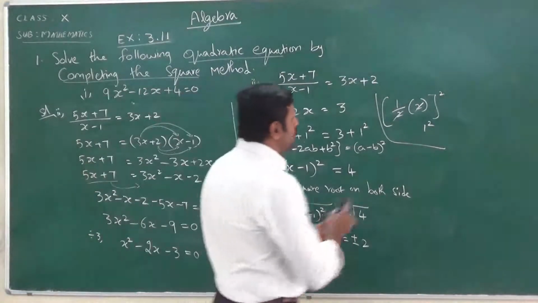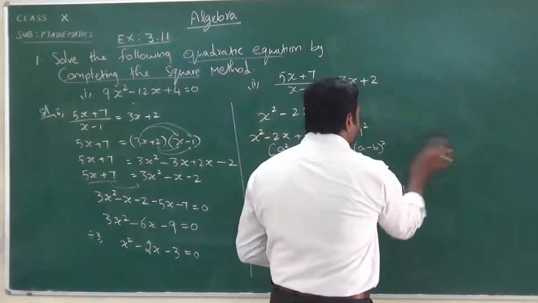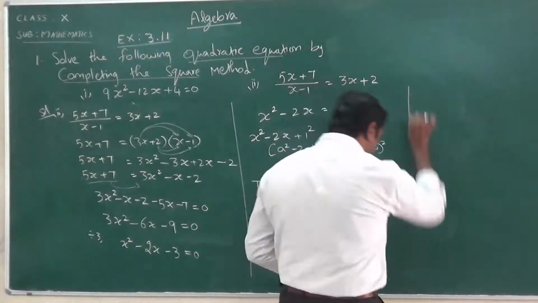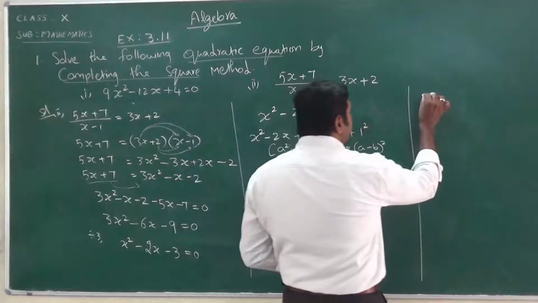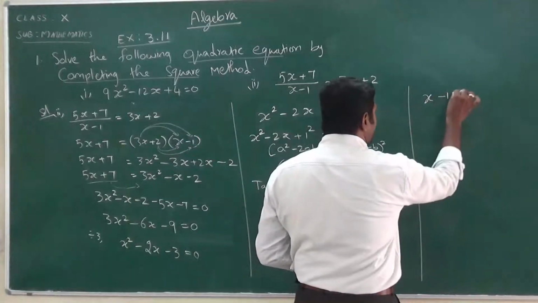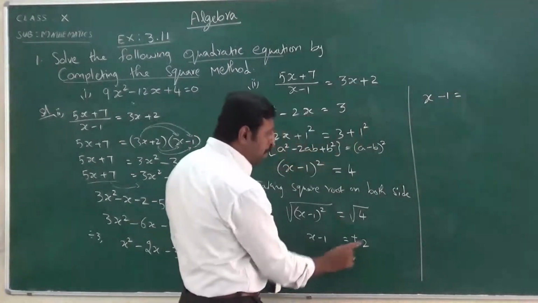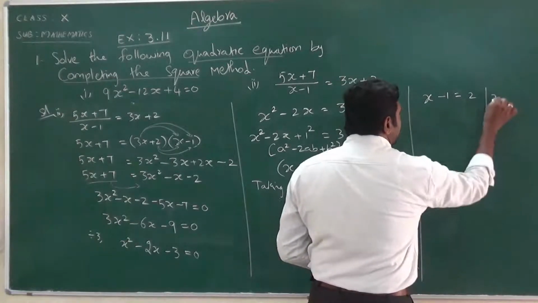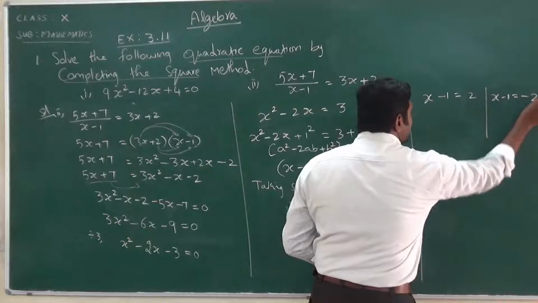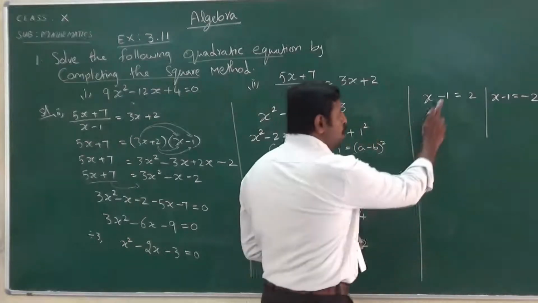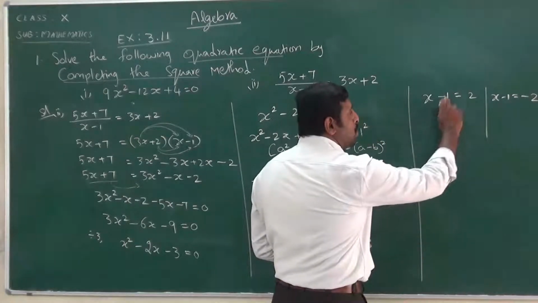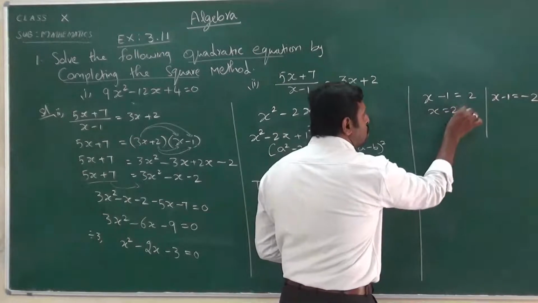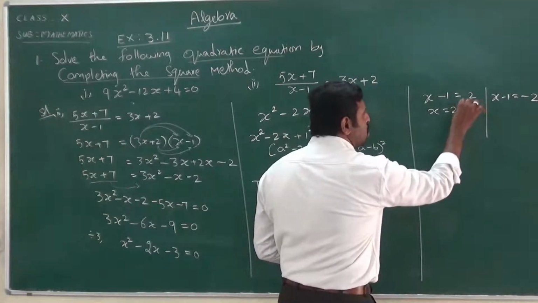Now we want to find out the value of x. So for x, we get 2 values. Let's see. x minus 1 is equal to, first one I take plus 2. And then another one, I take x minus 1 is equal to minus 2. So for this, if you take minus 1 to the other side, x is equal to 2 plus 1, minus 1 turned into plus 1, right?